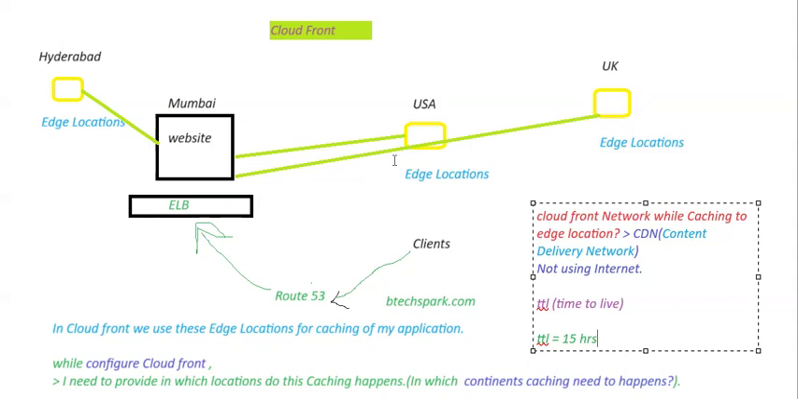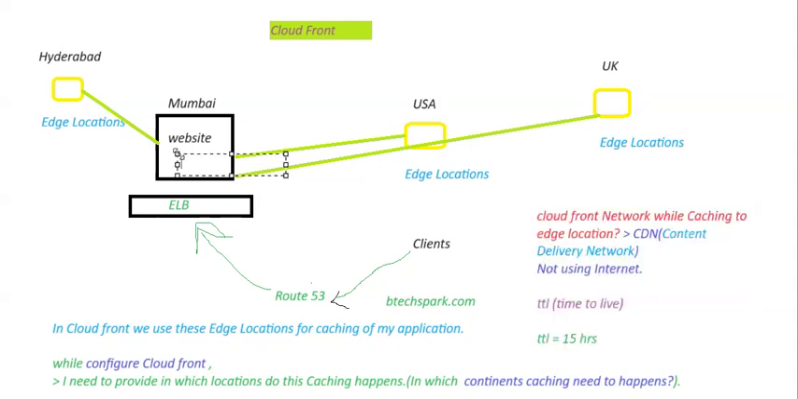Let's take an example. Let's say in my website application I have a photo, sai.jpg. Since my time to live is 15 hours, initially this website is cached at the Hyderabad edge location, USA edge location, and UK edge location. Now let's say my client is accessing my website. Now he can see sai.jpg.